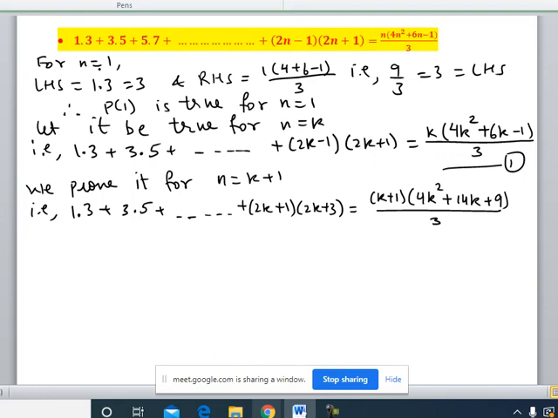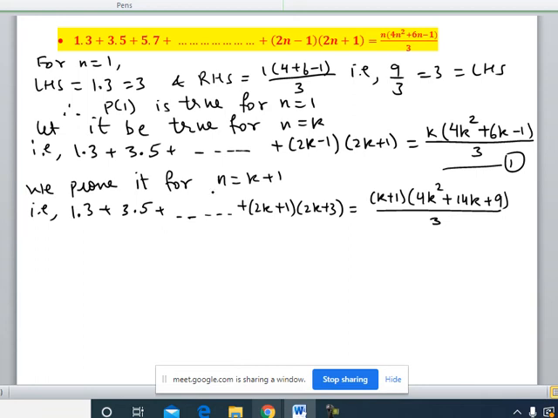So for n equal to 1, the left hand side is 3, and the right hand side is also coming to 3. I have simply replaced n by 1 in the LHS as well as the RHS, and we saw the result is true for 1. Then we assume the result to be true for k. That means the sum of these terms should be equal to k times (4k square plus 6k minus 1) over 3. Fine. So this is assumed to be correct.